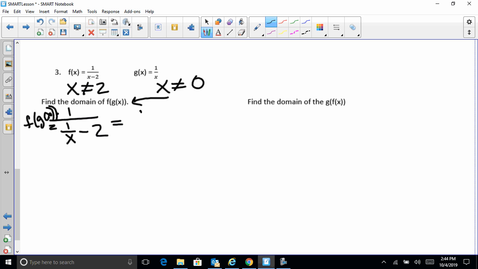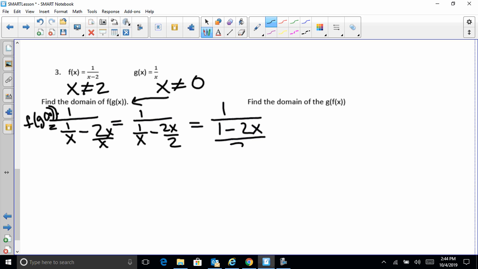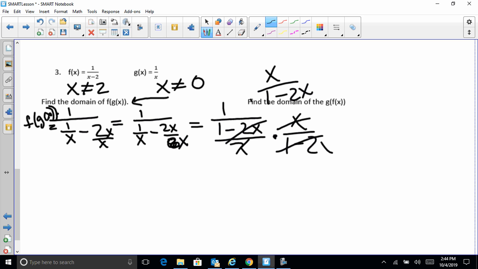common denominator, so 1 over 1 over x minus 2 over 2. So I'll put this as an x, so I can multiply that top and bottom, which then equals 1 over 1 minus 2x over x. Oh, sorry, that should have been an x. I need it to be a common denominator. And then I need to multiply by the reciprocal. Cancel, cancel, cancel, cancel. So then I have x over 1 minus 2x.